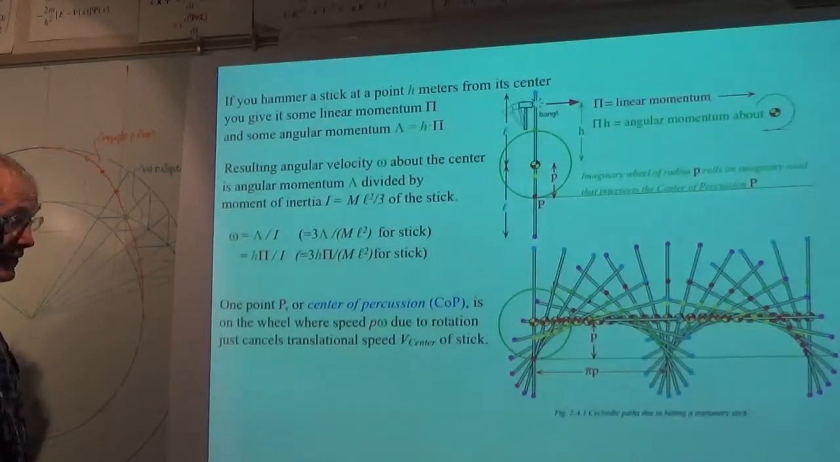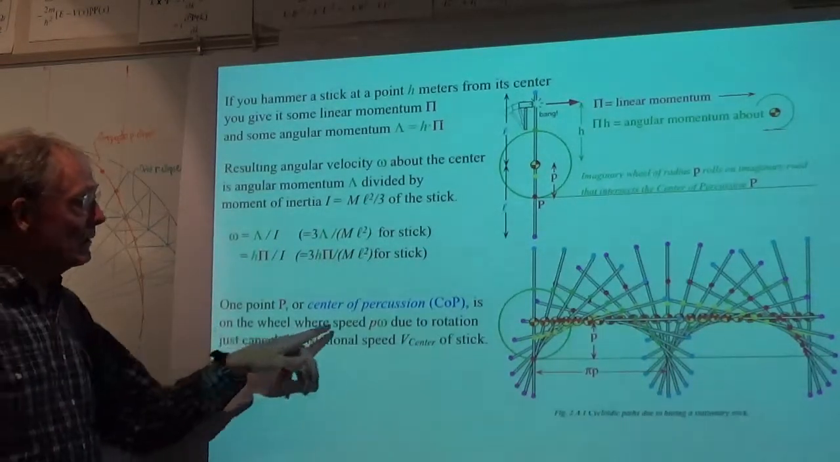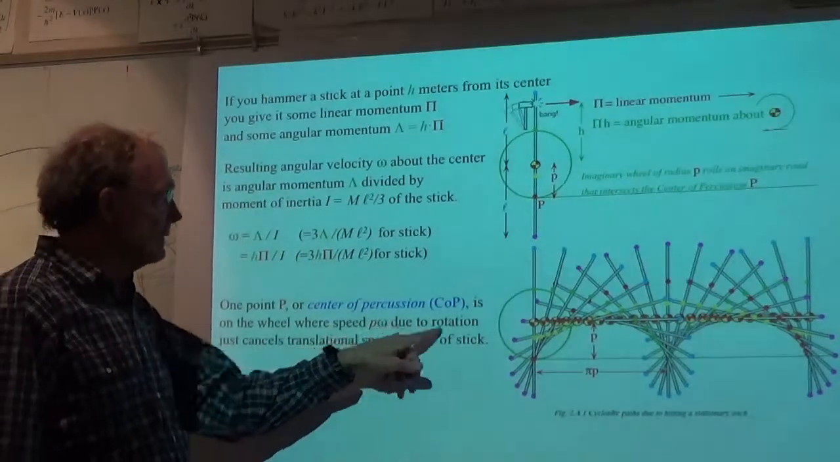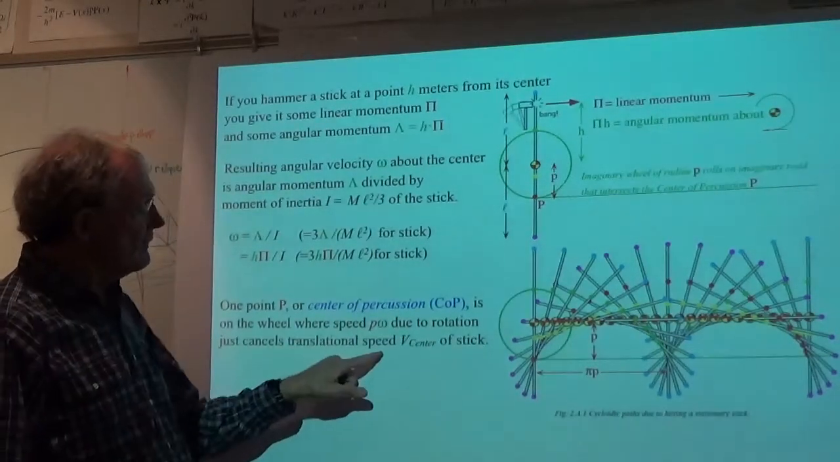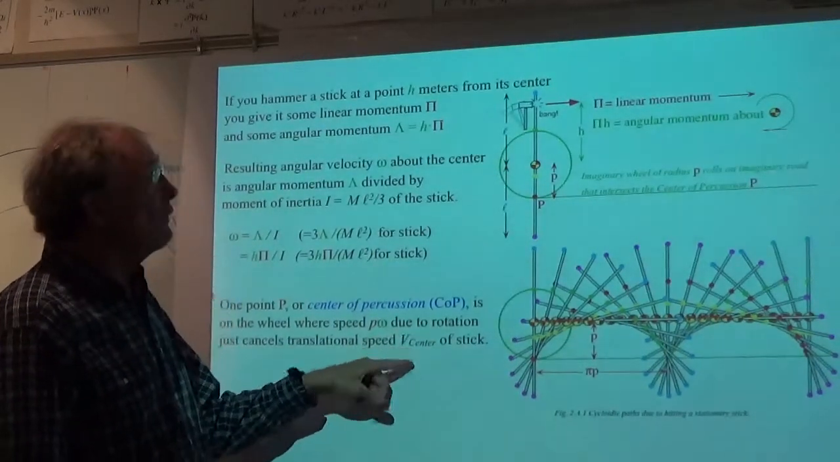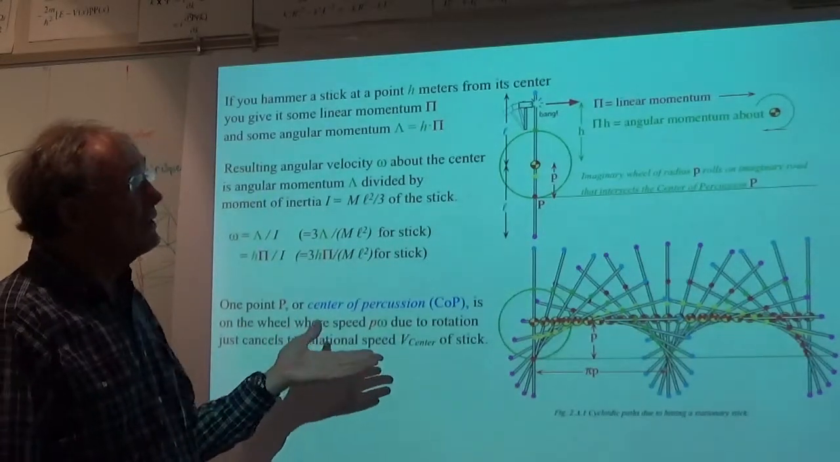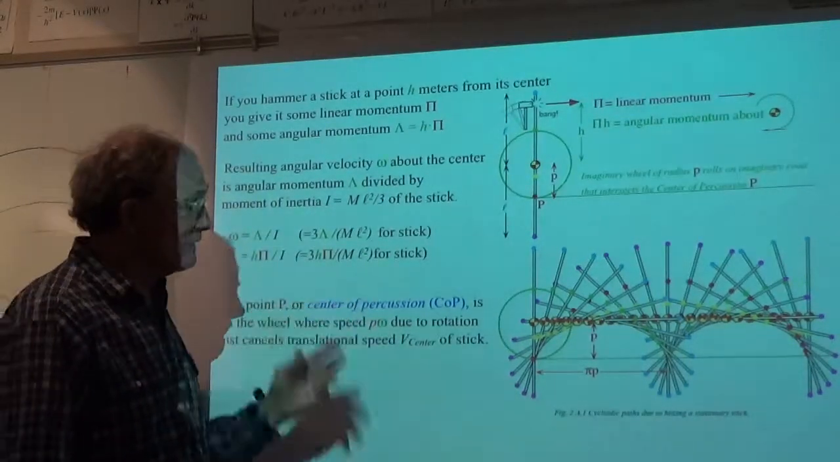Now, 1 point P, the center of percussion, is on the rod where the speed, P omega, due to the rotation, just cancels the translational speed, V center. Now, what's that going to be? Well, that depends on the total mass.